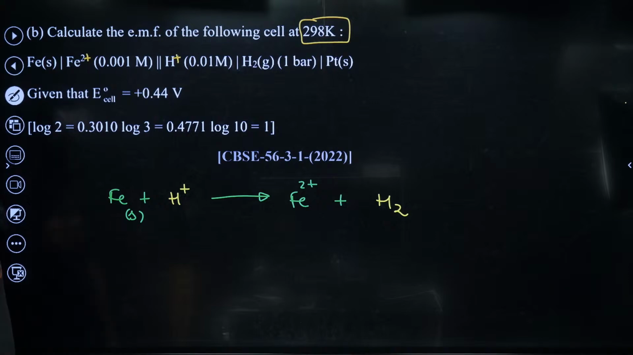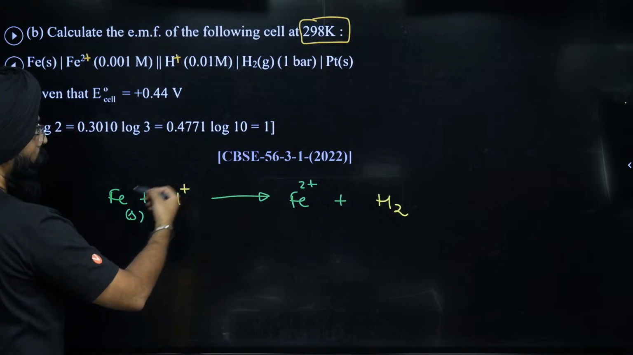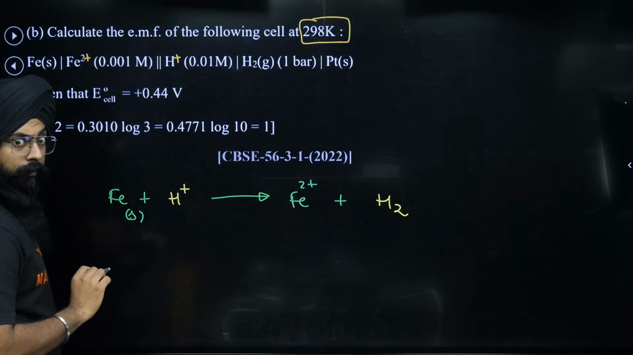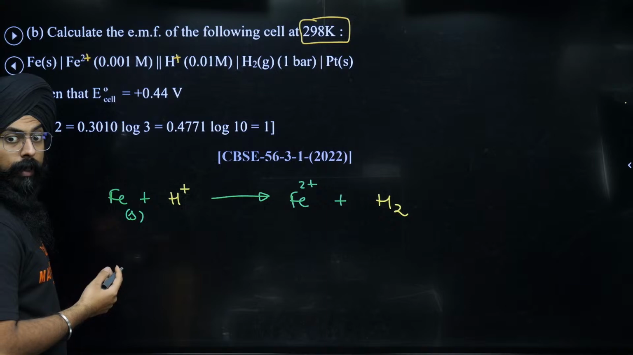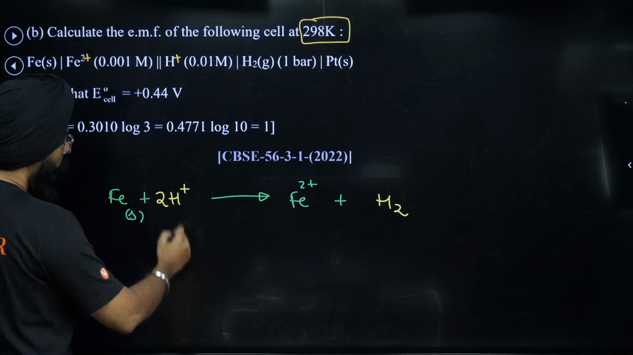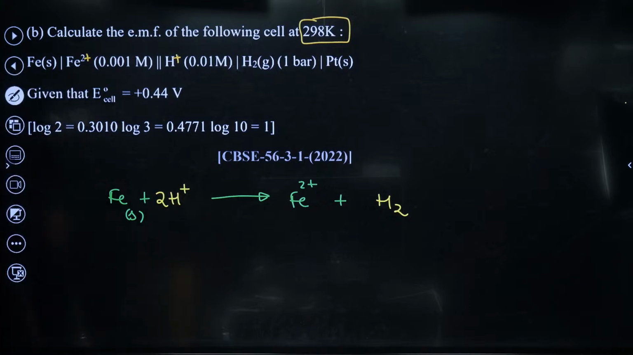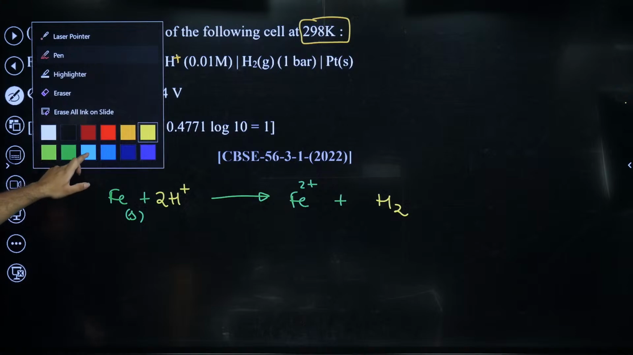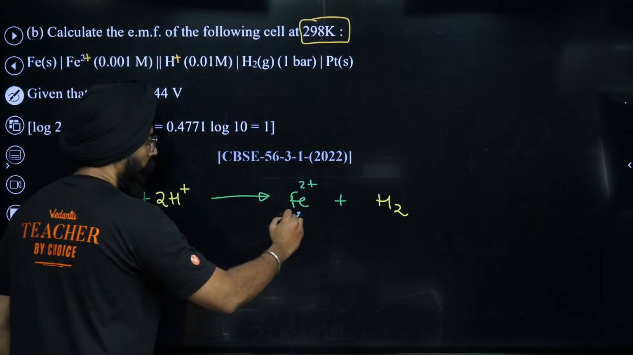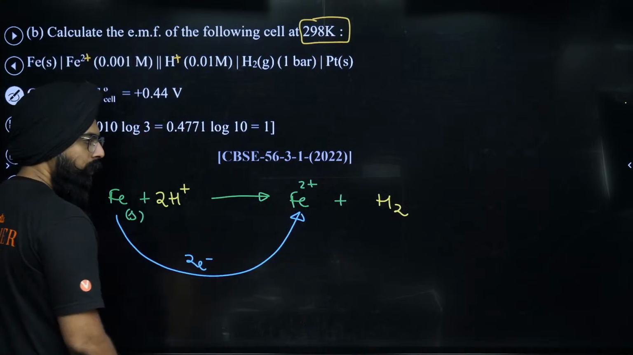My H positive is getting reduced to H2. So now how do I balance this reaction, people? How am I supposed to balance this reaction? To balance this reaction, I should put a 2 over here. So now let us try to understand if this reaction is balanced or not. This is a 2 electron process.